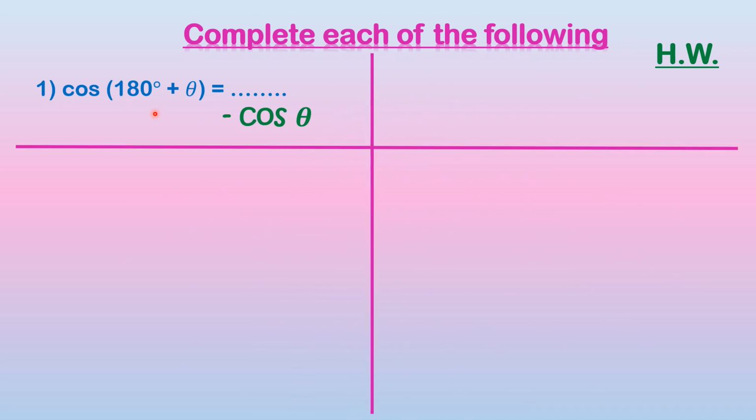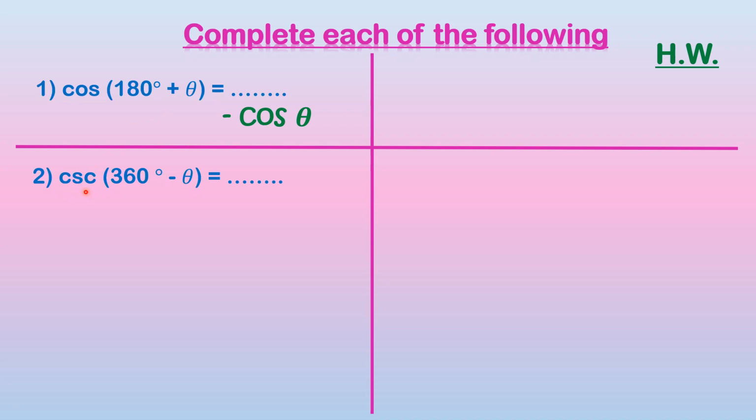Complete each of the following. Cosine 180 plus theta. 180 plus theta is in the third quadrant. Is cosine positive or negative in the third quadrant? It's negative. So the answer should be negative. 180, so cosine stays as it is. So the answer is negative cosine theta.